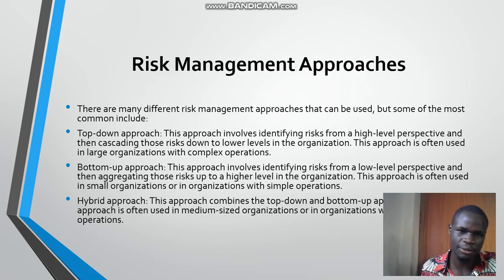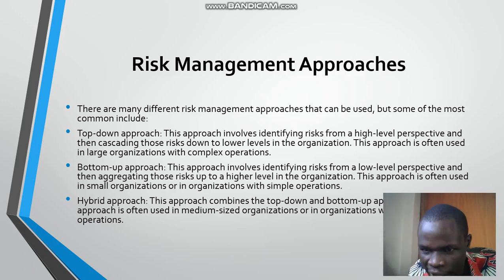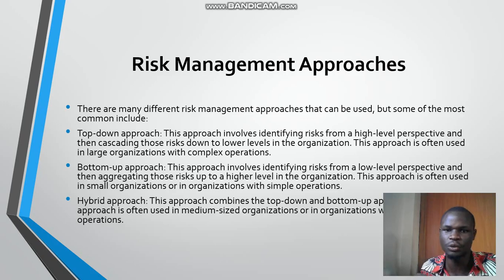Then the next approach is bottom-up. This approach involves identifying risk from a lower-level perspective and then aggregating the risk to a higher level in the organization. Then there is also a hybrid approach. This approach combines the top-down and bottom-up approaches together. In fact, for something to be hybrid, it needs to be a combination of all things necessary. So they are used by medium-sized organizations to combine the top-down and bottom-up approaches to look at risks and manage them successfully.